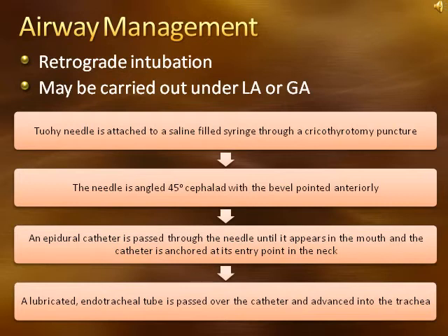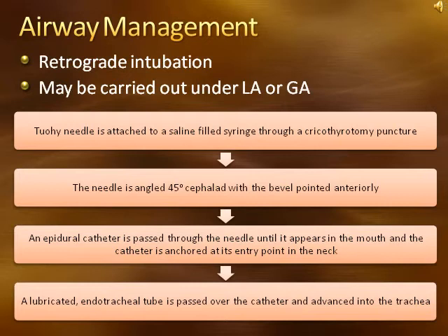A Tuohy needle is attached to a saline-filled syringe through a cricothyrotomy puncture. Penetration of the larynx is verified by the aspiration of air. The needle is angled 45 degrees cephalad with the bevel pointed anteriorly. An epidural catheter is passed through the needle until it appears in the mouth. The catheter is anchored at its entry point in the neck.